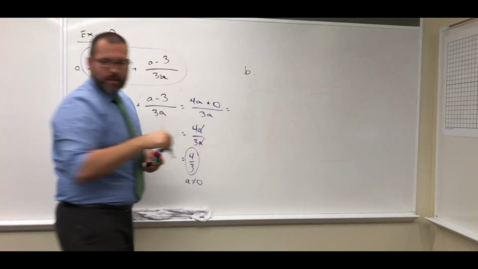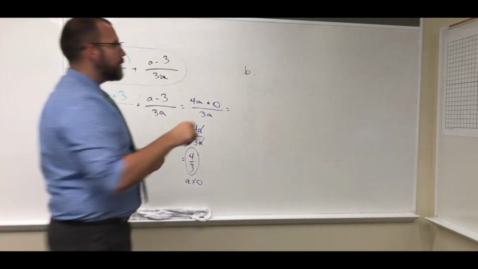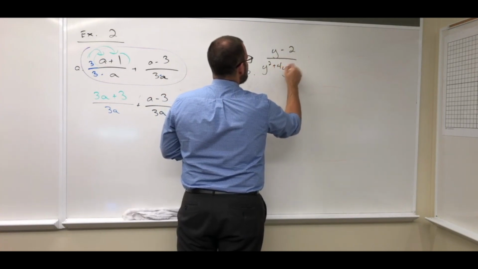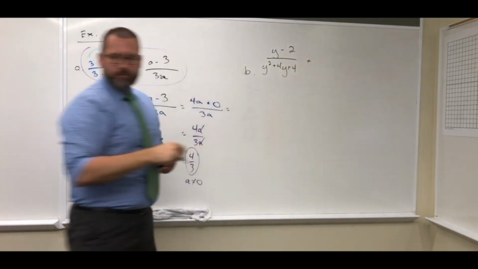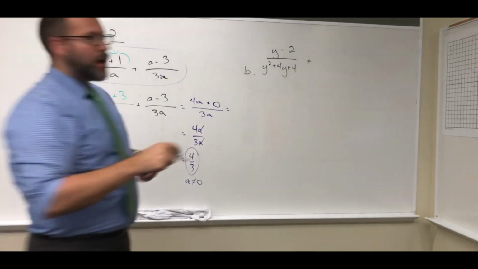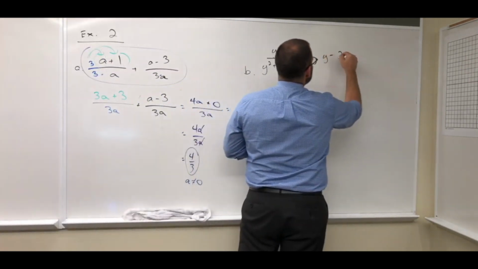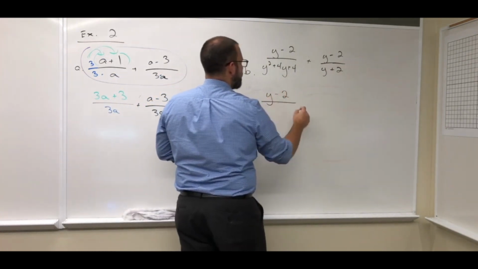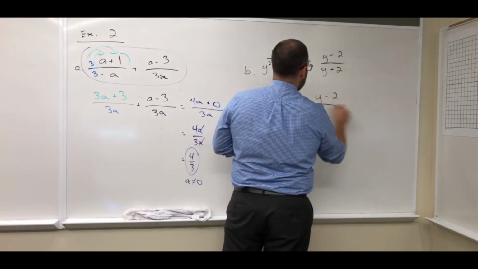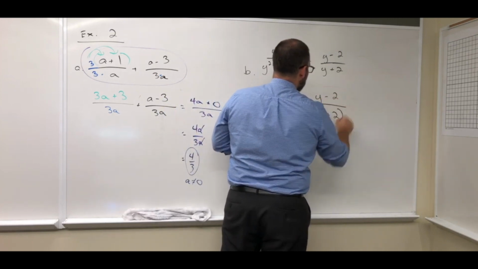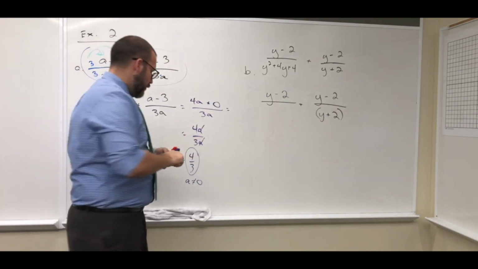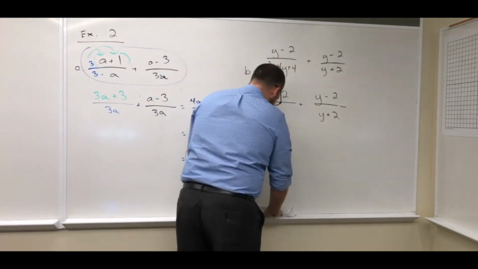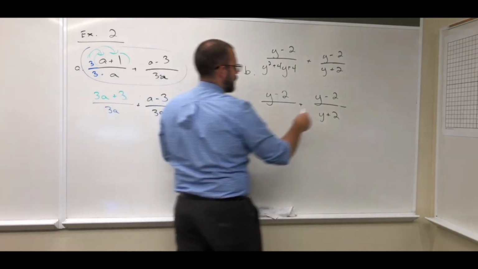Let's do the same thing on example 2b. We've got y minus 2 over y squared plus 4y plus 4. And we're adding that to y minus 2 over y plus 2. First thing I want to do is figure out what my denominators are when I factor them. Notice the fact that my numerators are the same, I don't care about at all, right? That makes no difference to me whatsoever. There is no such thing as common numerators when you're adding or subtracting fractions.